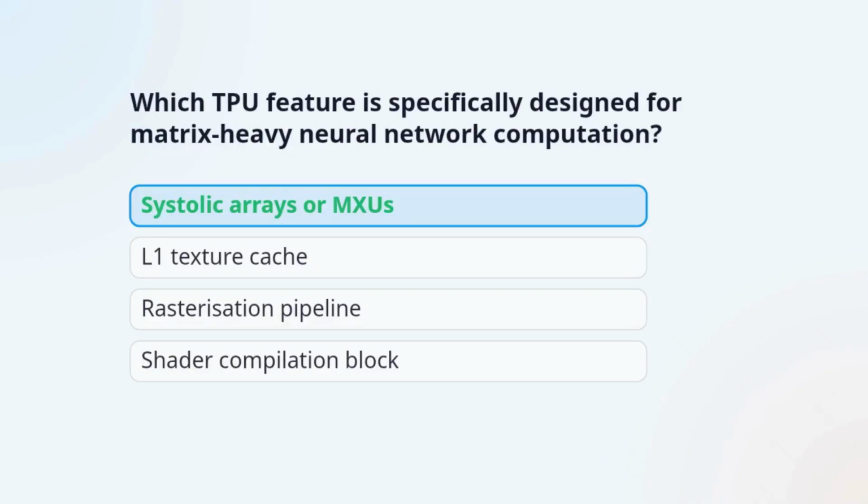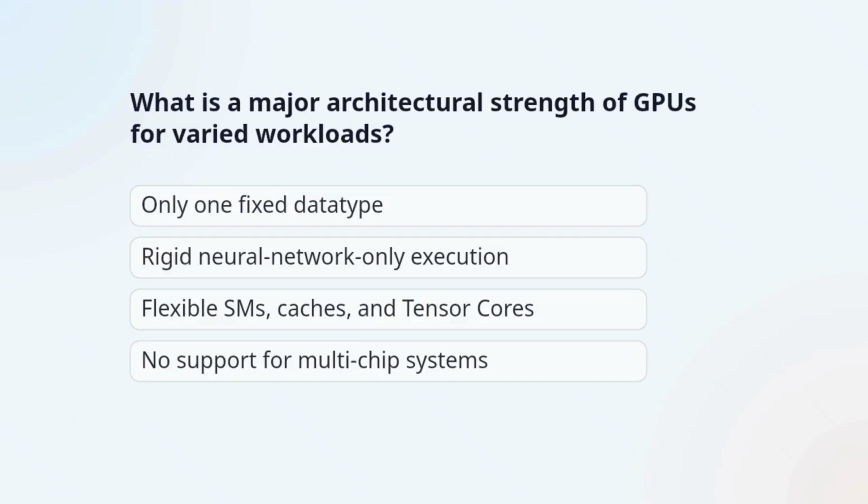The correct answer is systolic arrays or MXUs. TPUs use systolic arrays, also called MXUs, to accelerate repeated matrix multiplications efficiently. Question 2. What is a major architectural strength of GPUs for varied workloads?